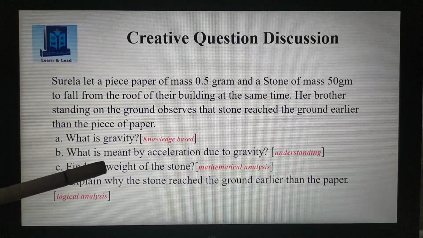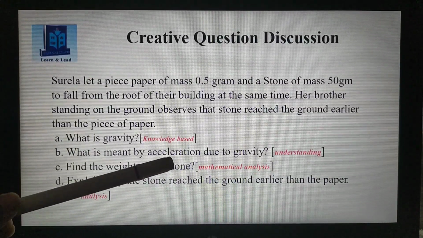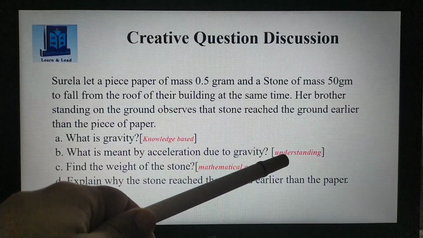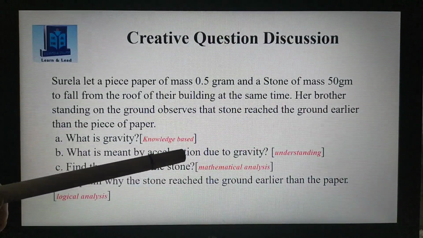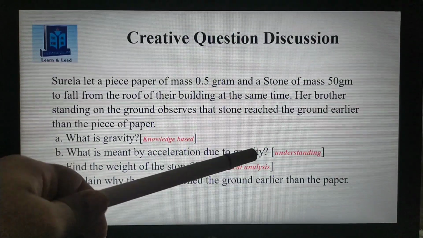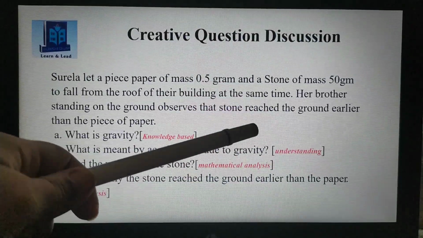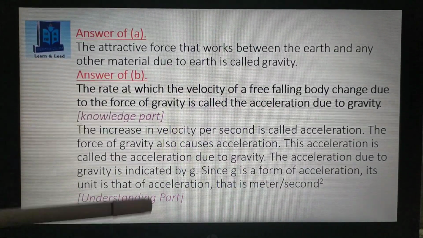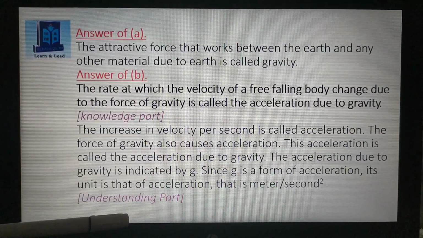Next one. What is meant by acceleration due to gravity? It is obviously understanding base. Okay, so in case of understanding base, what do you mean by acceleration due to gravity? You have to write in the knowledge part. Then knowledge part means there are two parts. One is the knowledge part and another one is the understanding part.